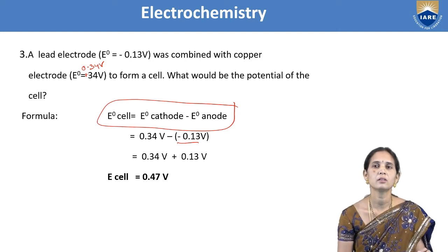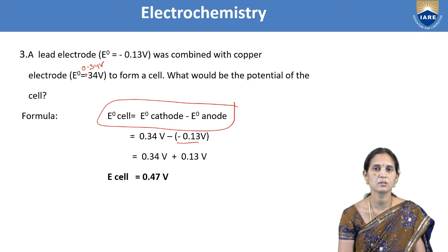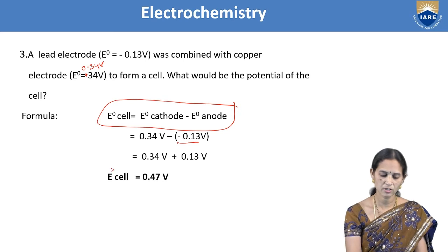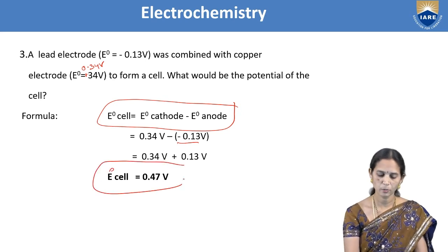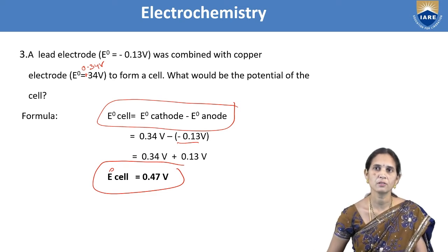So here the values applied in E naught cell is equal to E naught cathode minus E naught anode, that is 0.34 volt plus 0.13 volt. The answer we got is 0.47 volt. So for this problem we got the answer E naught cell is equal to 0.47 volt.